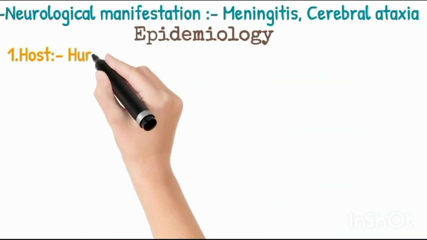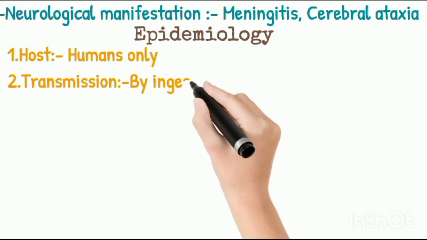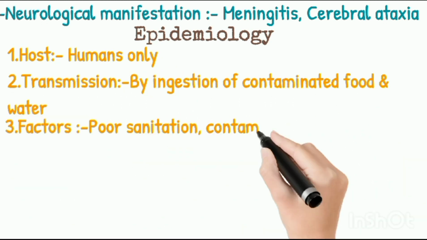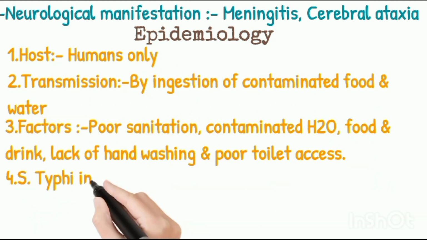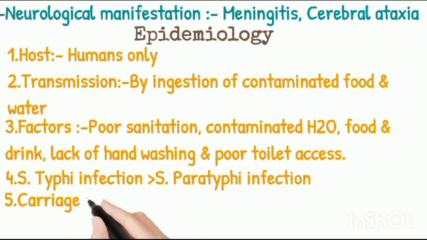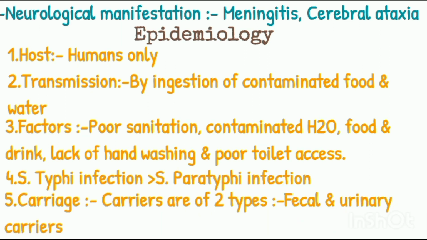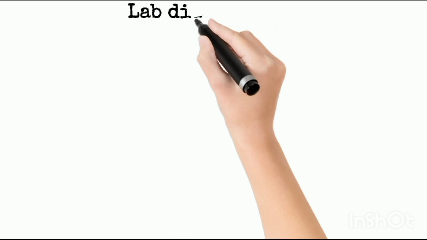Epidemiology: humans only, and transmission is by ingestion of contaminated food and water. Factors include poor sanitation, contaminated water, food and drink, lack of hand washing, and poor toilet access. S. typhi infections are more common than S. paratyphi infection, and carriers are of two types: fecal and urinary.